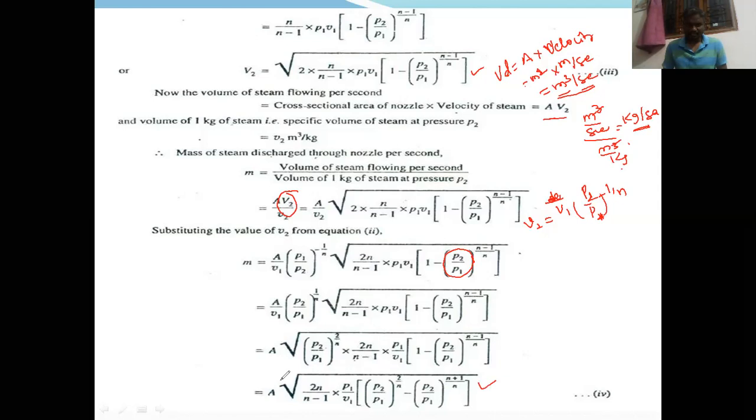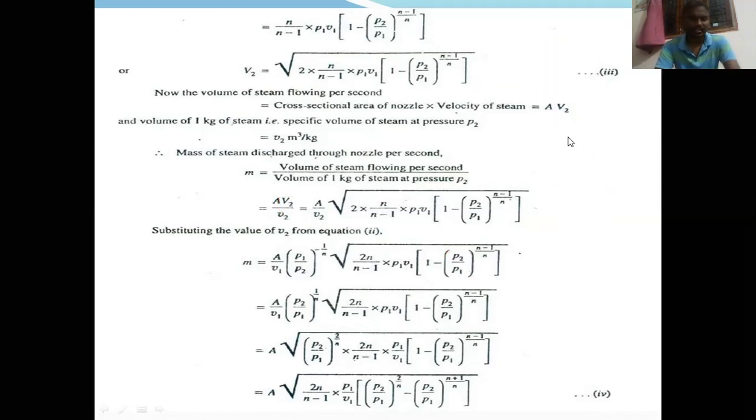Now we are getting mass discharge is equal to A into under root 2n by n minus 1 into P1 V1 into P2 by P1 to the power of 2 by n minus P2 by P1 to the power of n plus 1 by n. This is the formula we got, and we are moving to the next slide. In the next slide we can see further derivation.